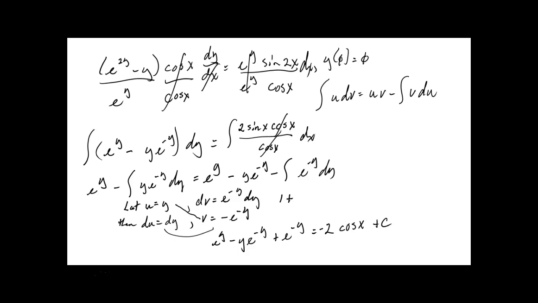e to the 0 is 1. And this one, I put y is equal to 0, makes the whole thing 0. Plus 1. Okay, got another 1 there. Is equal to minus 2. What's cosine of 0? 1 plus c. So what's your c?